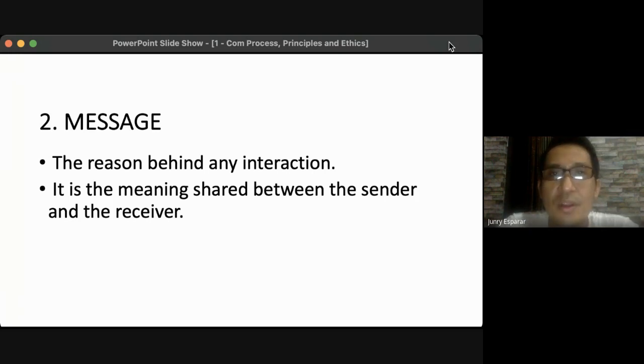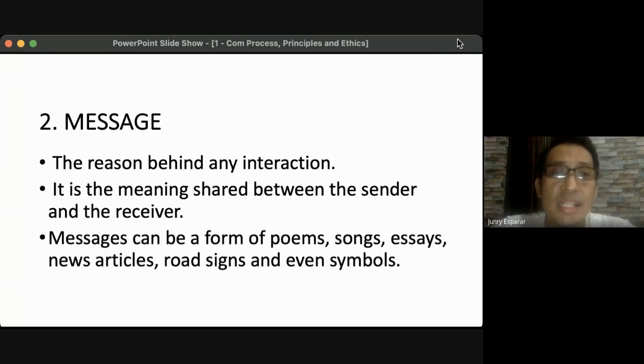Because every culture is unique, and the uniqueness in culture affects the way we interpret messages. That's why it's very important to know the culture of a certain place. That is also the best way to study a language, actually, to understand the culture. Because through it, you would be able to use the language effectively based on how it is used in that particular culture. Now, messages can be a form of poems, songs, essays, news articles, road signs, and even symbols, as I mentioned earlier.